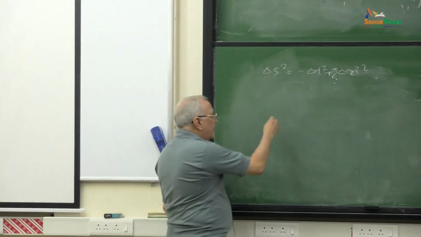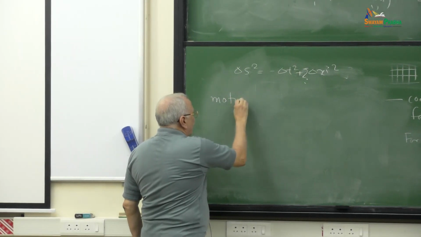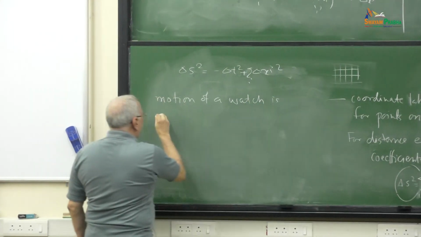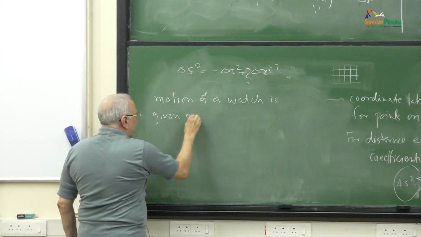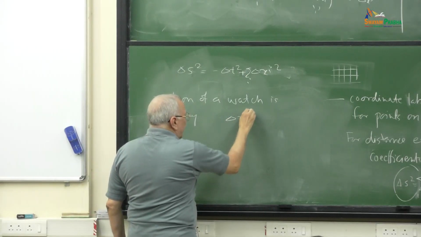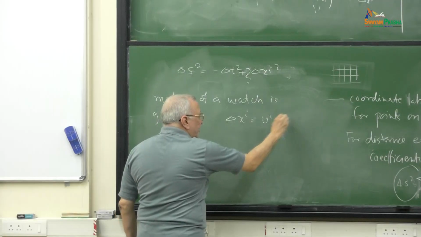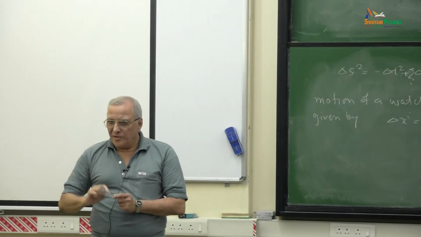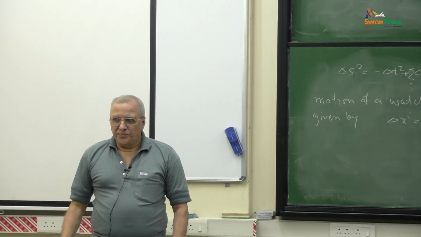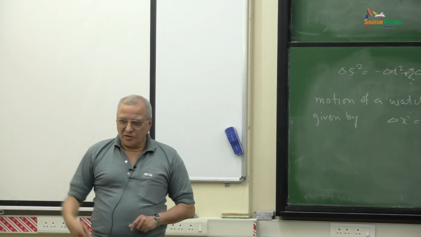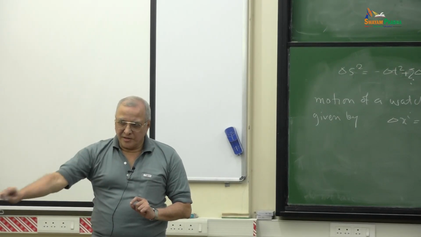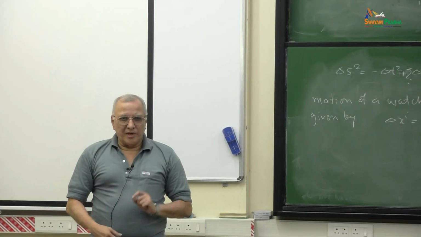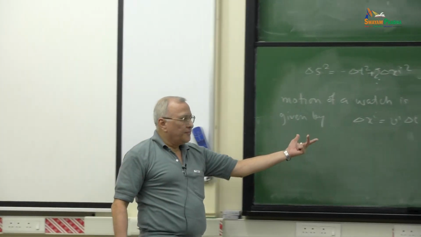So, I say that the motion of a clock is given by delta x_i equal to v_i times delta t. So, x component of the velocity, y component of velocity, z component of velocity multiplied by time is the corresponding delta x, delta y, delta z. If I am moving with uniform velocity, in time delta t I cover a distance delta x in the x direction, v_x times delta t, v_y times delta t and v_z times delta t. So, this is what I get.